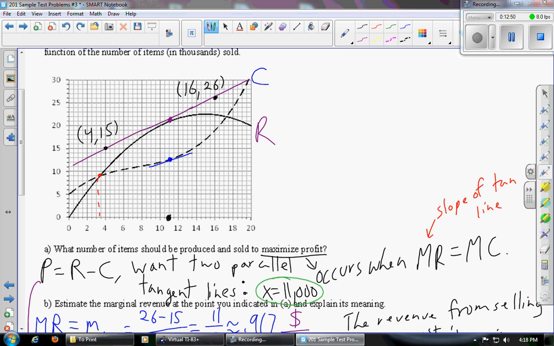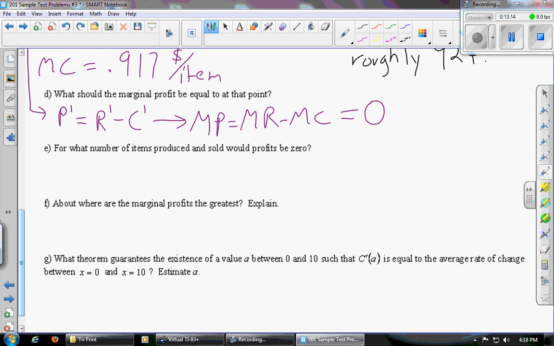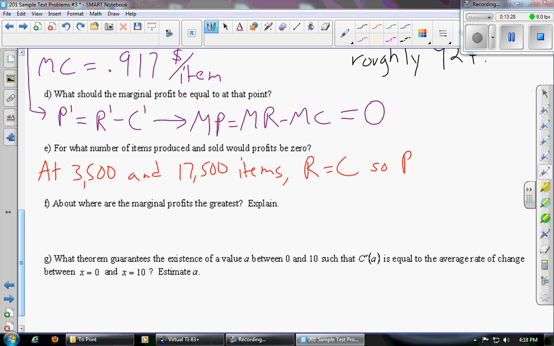So let's call that about 3.75, or maybe it's 3.5, I guess. At 3.5, the two curves hit each other, and then way out here, maybe about 17.5, the two curves hit each other again. It's not perfect, so there's a range of acceptable answers. So for what number of items produced, I'll say at 3,500 and 17,500 items, revenue and costs were equal. So the total profit at either of those quantities is 0.